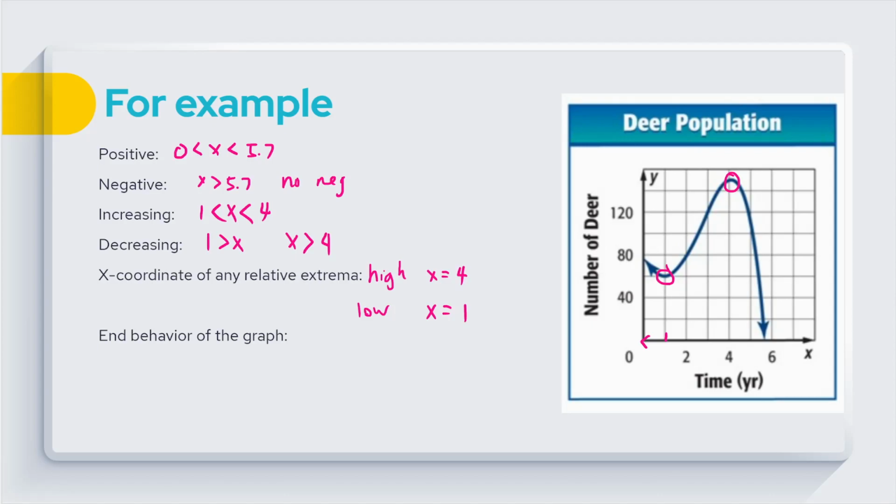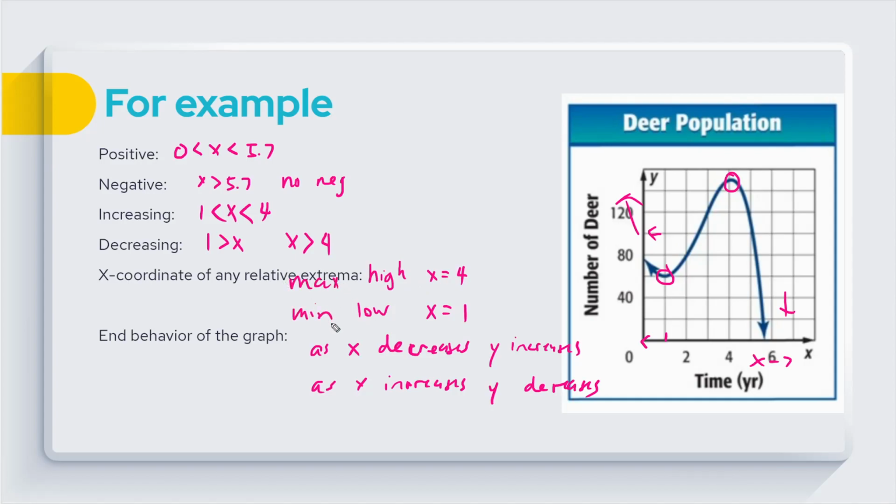Last, we have the end behavior. So as X is increasing, Y is decreasing, and as X is decreasing, Y is increasing. So as X decreases, Y increases, and as X increases, Y decreases. Oh, and I call these high and low, but they're actually also called maximum and minimum extrema.